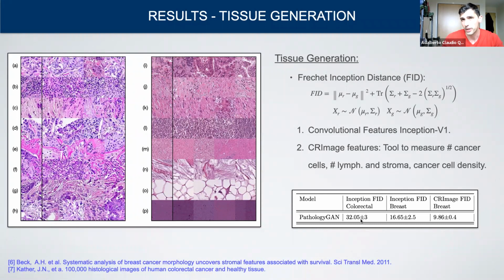You can see here that we are reporting those values, first for the convolutional FID, the Inception, and then just by using the vector representation from CRImage. By now, these values are not that low, but in the GAN world, I think they were fairly decent at the moment.